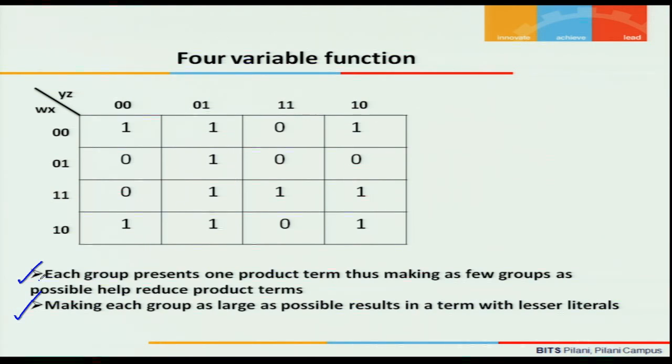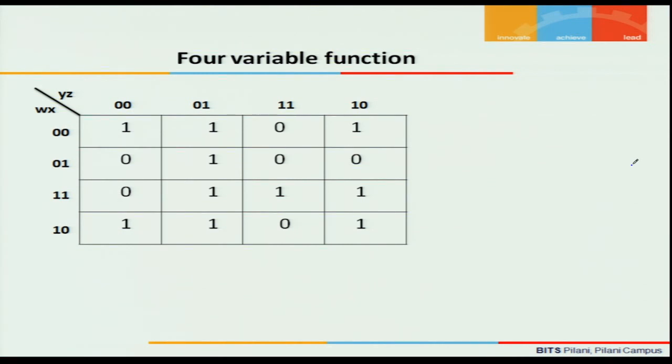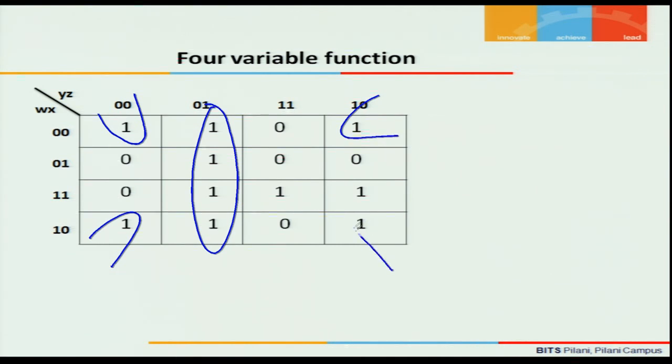So, let us look at this example. We will try to form the groups here. We have identified one group with 4 ones. We could do that for the remaining entries. Now, if you look at the 4 corners, if we fold the sheet left and right, top and bottom, these 4 corners will become adjacent to each other. So, we get another group of 4. I will call the first one group 1, second one group 2.